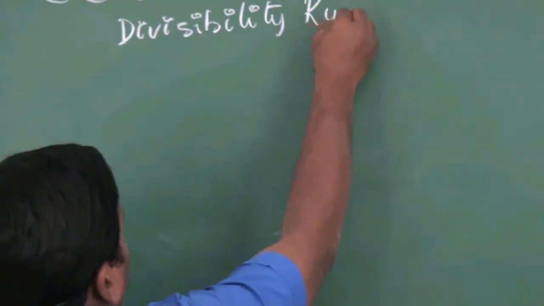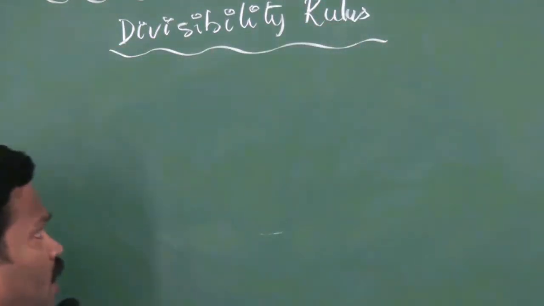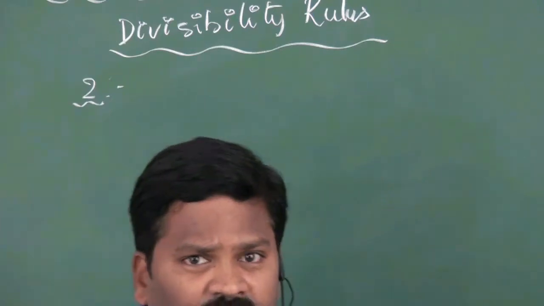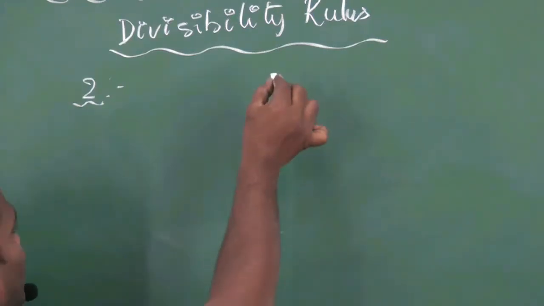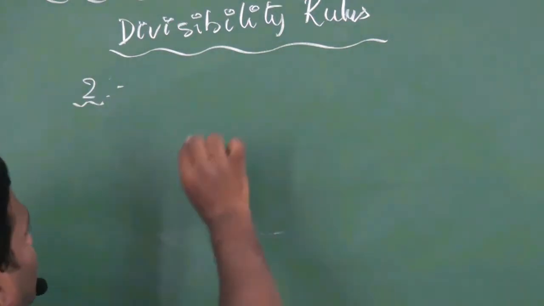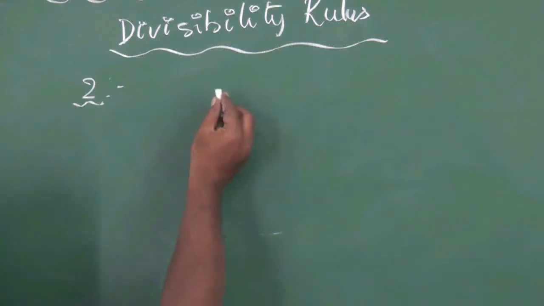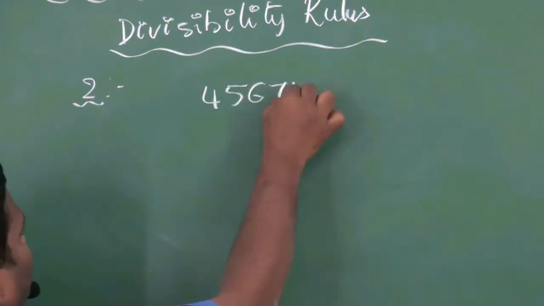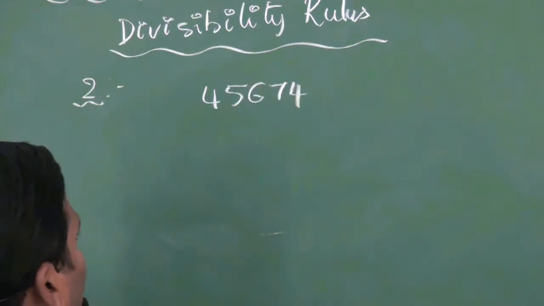Divisibility rules. Let us see the first digit, 2. If a number is divisible by 2, then the units digit in the given number is an even number. For example, 4, 5, 6, 7, 4. Is this number divisible by 2 or not?